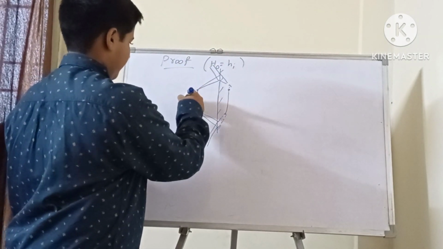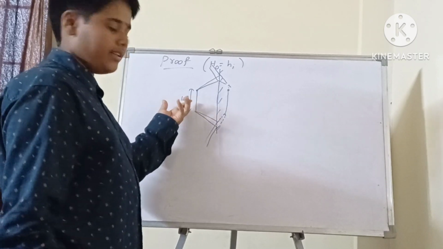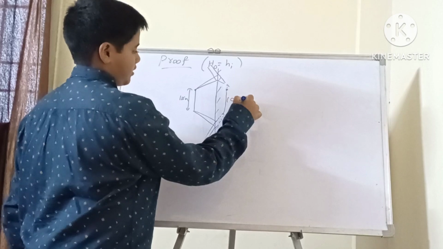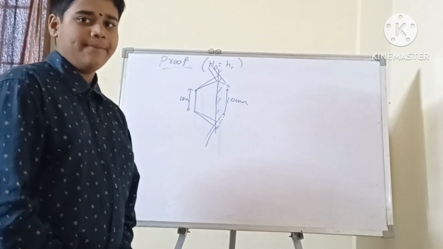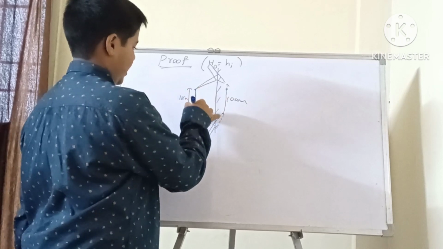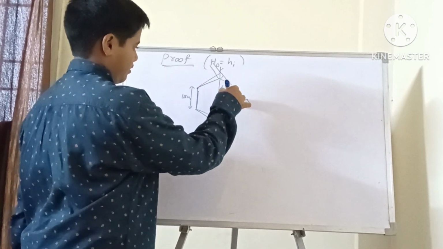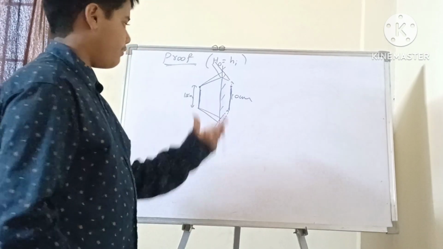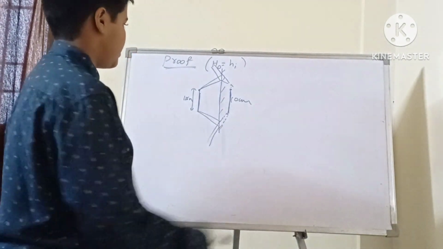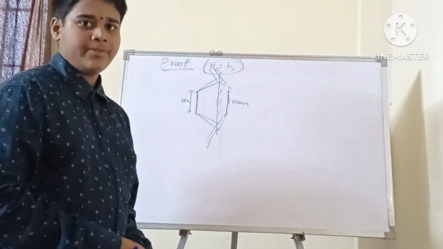Here the height is 10 centimeters. Suppose, for example, I am taking the height as 10 centimeters. Here also 10 centimeters will be formed. So this is the proof. Here however much height there is, that much height will be seen here. So this is the proof that object height is equal to image height.